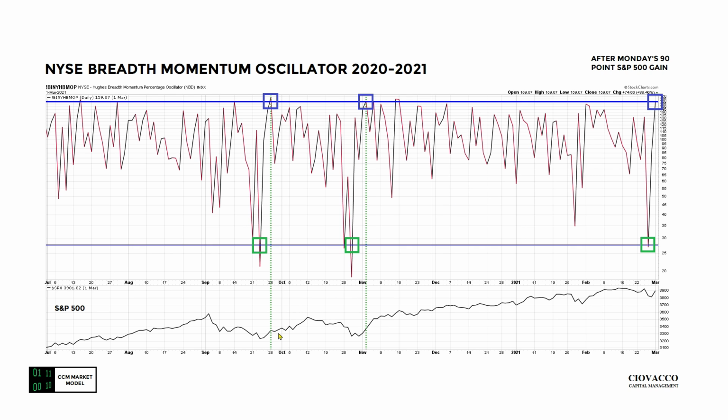In the two previous cases, this is the S&P 500. This happened near the September low and near the October-November low. This move here simply speaks to odds.